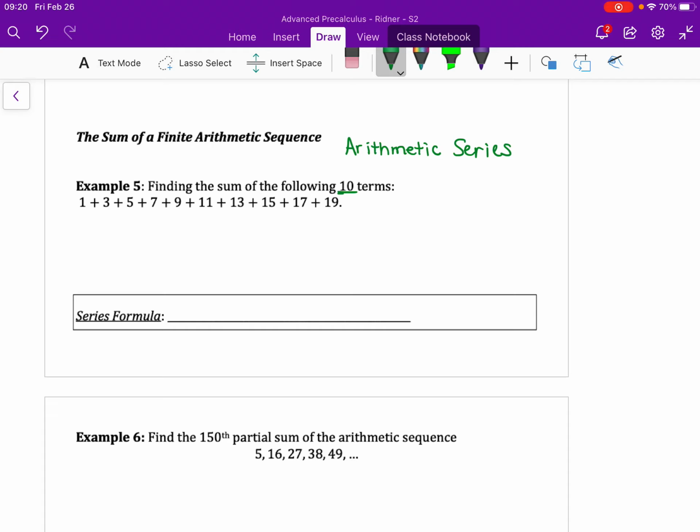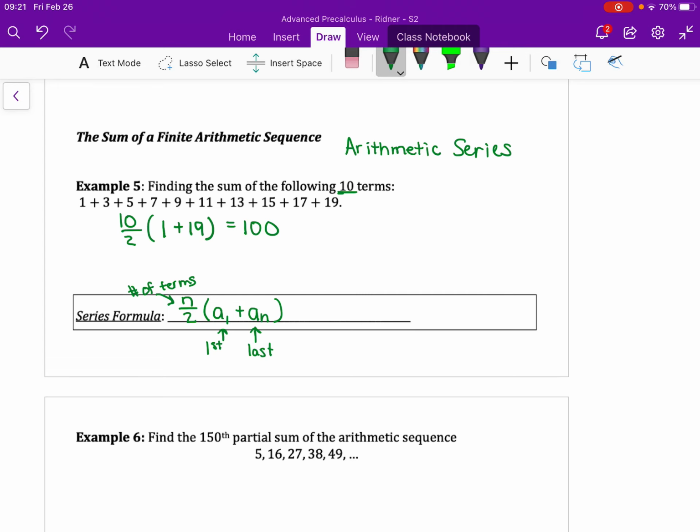However, there is a formula that I can use, and the formula is this, where this is the number of terms. This is the first term, and this is the last term. So, number of terms here, there's 10 numbers. The first one is 1, and the last one is 19 to give me 100, because that's 5 times 20, which is 100.